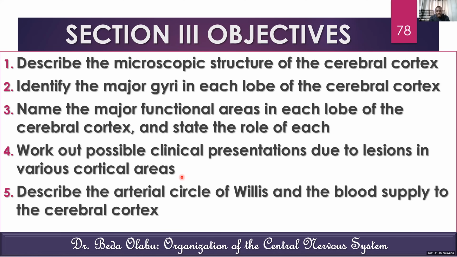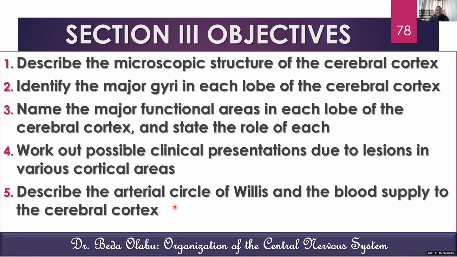Lastly, in this lecture on the cerebral cortex, it's also important that we understand how the cerebral cortex is supplied by blood. Generally, the brain receives two systems of arteries, the vertebrobasilar system and the internal carotid system, and the two form an anastomosis at the base of the brain. The anastomosis is called the arterial circle of Willis.